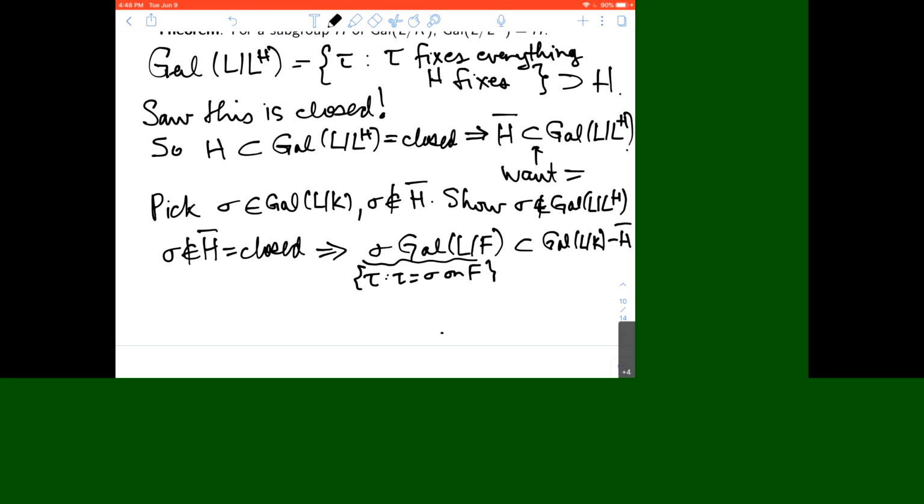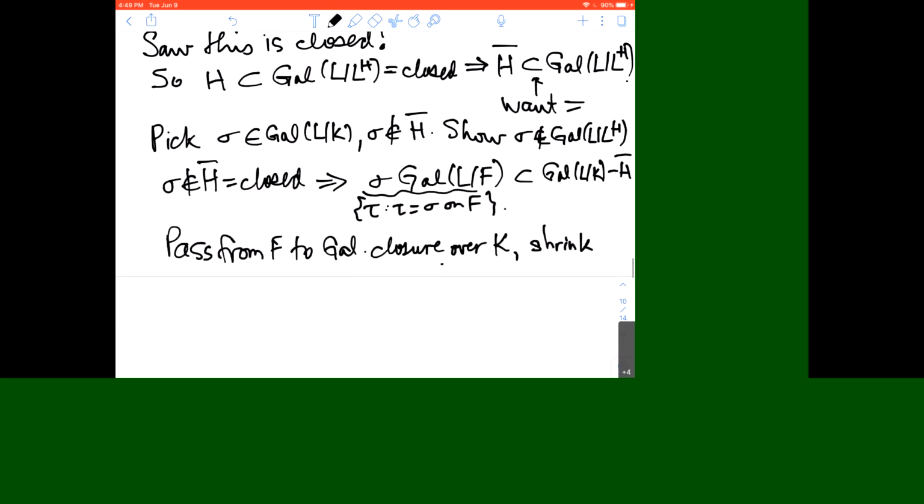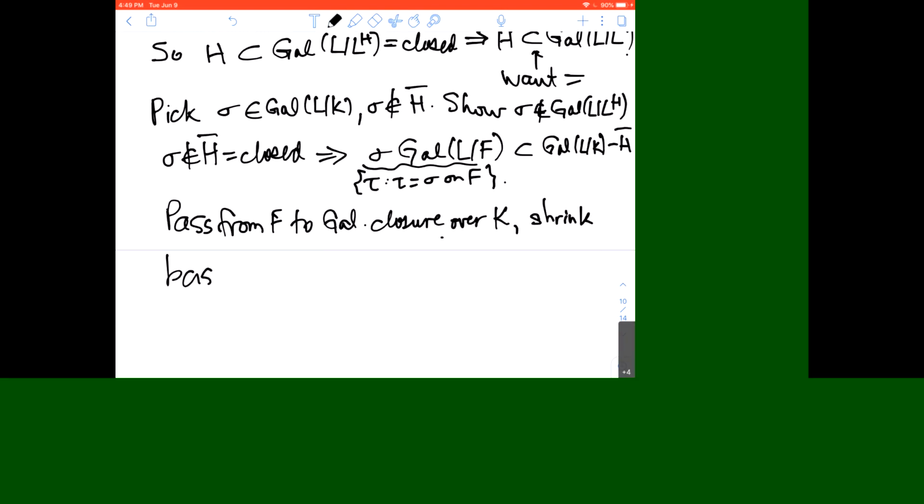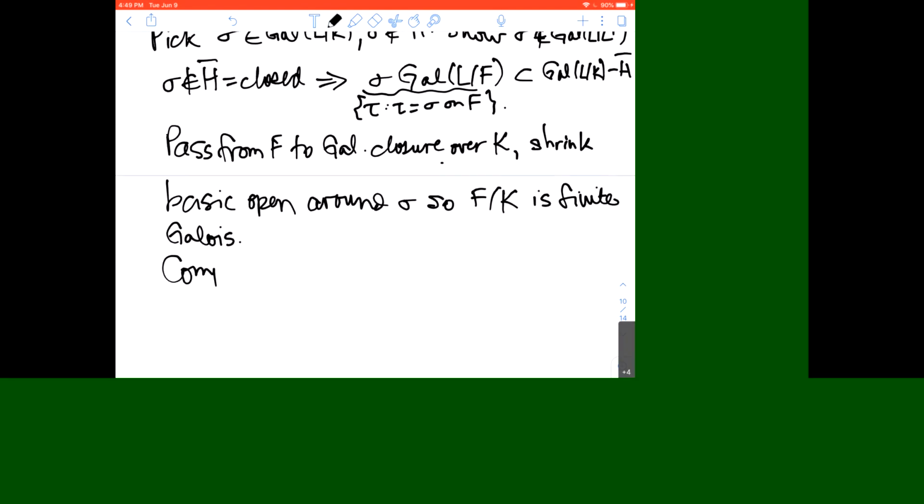So if I pass from F to its Galois closure over K, that's only a finite extension. And making a bigger field causes the group to get smaller. We can shrink the basic open around sigma in order to put ourselves in the case where F over K is a Galois extension. And so now, what you have to do is compare sigma on F to H on F.